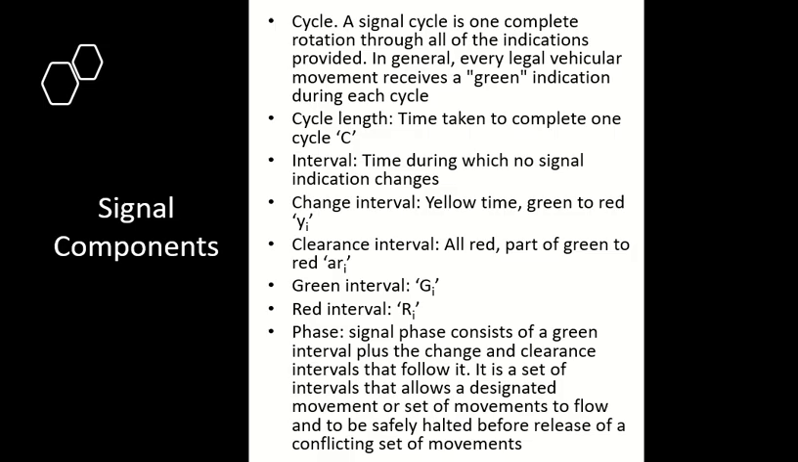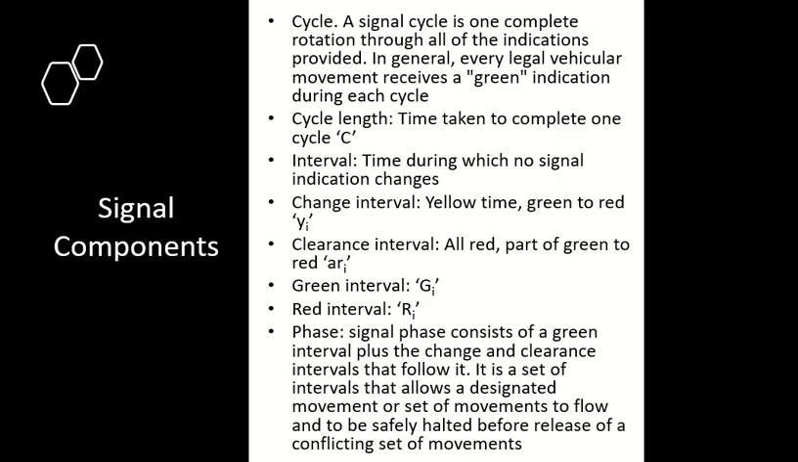The first one is the signal cycle. The start of the signal is usually considered the start of red, any red. After red it goes to green, then yellow, and then it becomes red again. From the start of the first red to the start of the next red is considered the complete cycle of the signal.